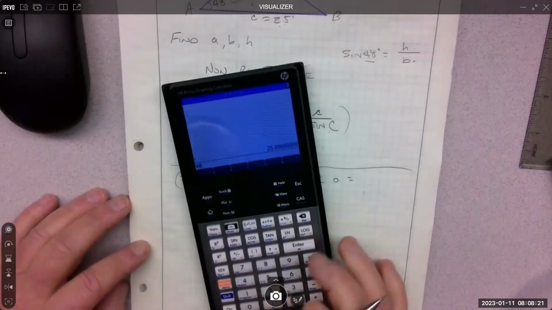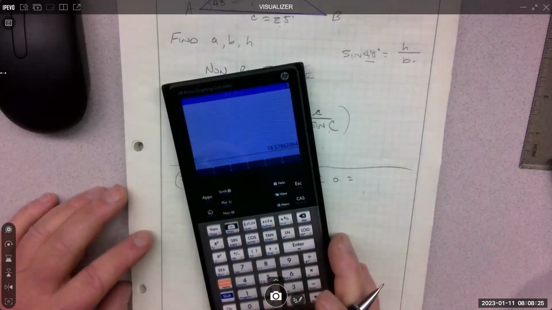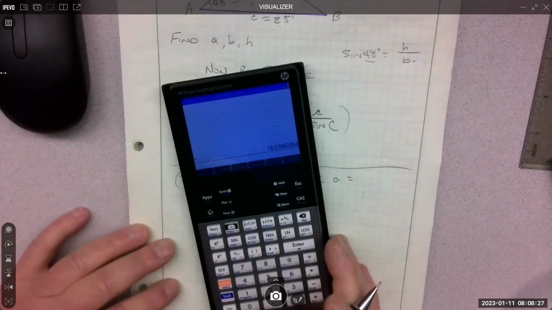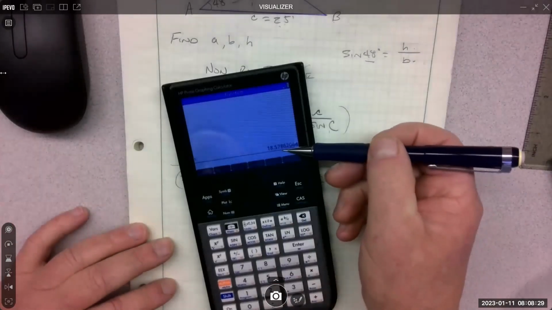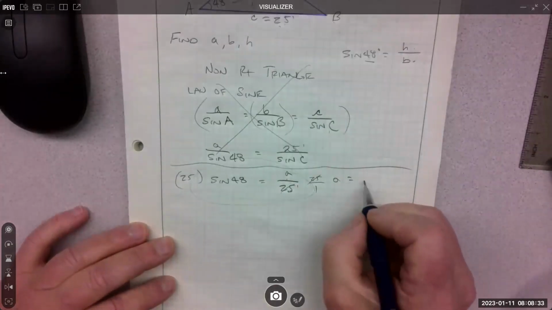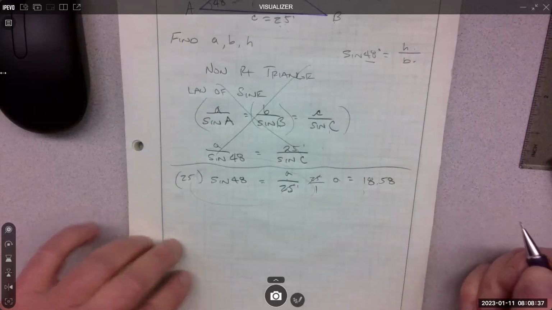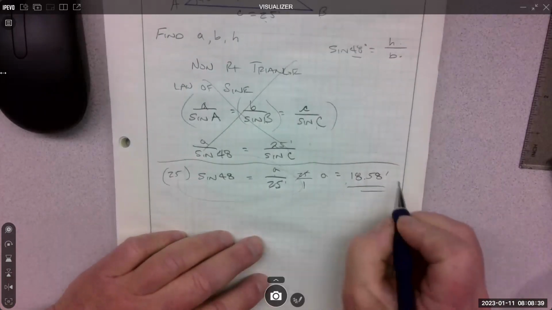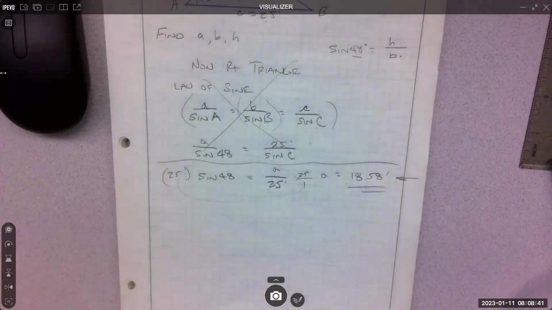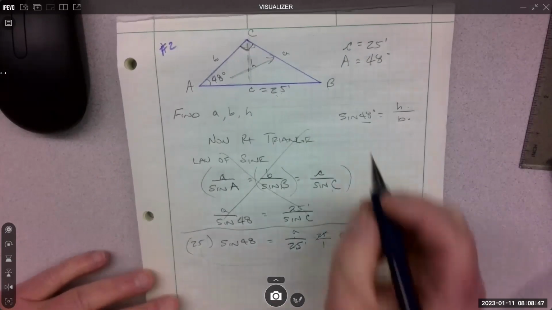$48.185786. Yeah. So what's this round to? Yep. And what's the unit? Feet. Wow, that was a long route to a simple problem. Phew. Read the problem, I guess. Right triangle.